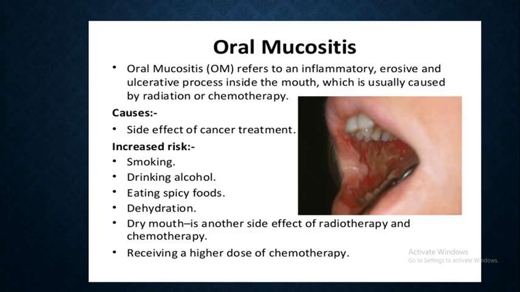Oral mucositis refers to an inflammatory, erosive, and ulcerative process inside the mouth, which is usually caused by radiation or chemotherapy. The main cause of oral mucositis is as a side effect of cancer treatment. What are the risk factors? Smoking, alcohol, eating spicy food, dehydration, and dry mouth. And dry mouth is also caused by chemotherapy and radiotherapy.